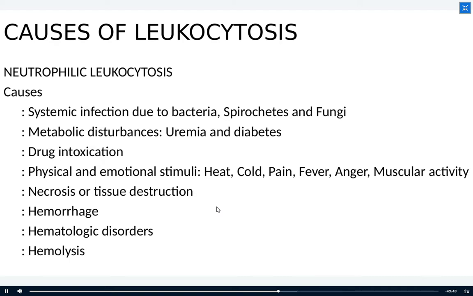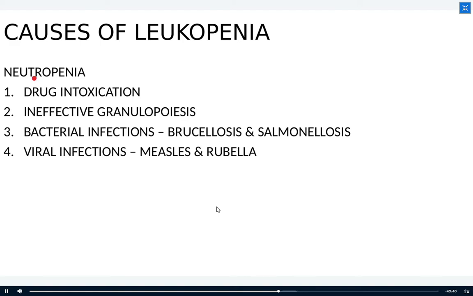Any questions? None. Okay. Another one would be your neutropenia. So in neutropenia class, there is decreased neutrophil. An example of that would be your drug intoxication. Another one would be your ineffective granulopoiesis. Class, when does ineffective granulopoiesis happen? Kailan nangyayari ang ineffective granulopoiesis? Meaning ineffective granulopoiesis, hindi ka na makapag-produce ng WBC or defective yung WBC mo. Now, when would that happen? Kailan yan mangyayari? Any ideas?